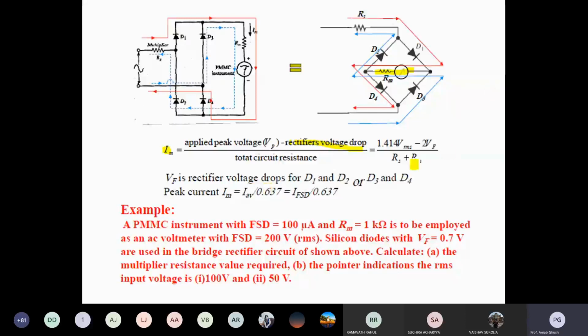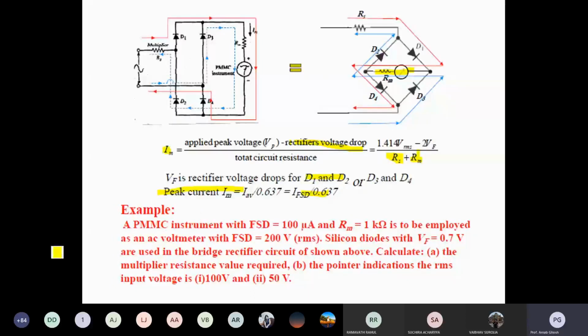And the total circuit resistance is the series resistance or multiplier resistance RS and the meter resistance RM. So you directly get that current IM. Simple thing, VF is the rectifier voltage drop for D1 and D2 or D3 and D4. The peak current IM equals I average divided by 0.637, which equals IFSD divided by 0.637. So you can directly calculate the peak current flowing through your circuit by using this formula.